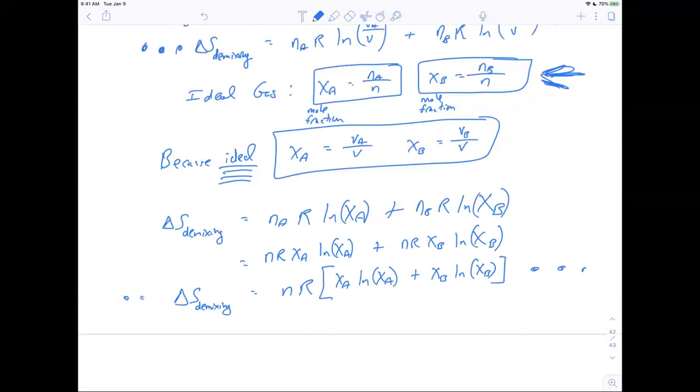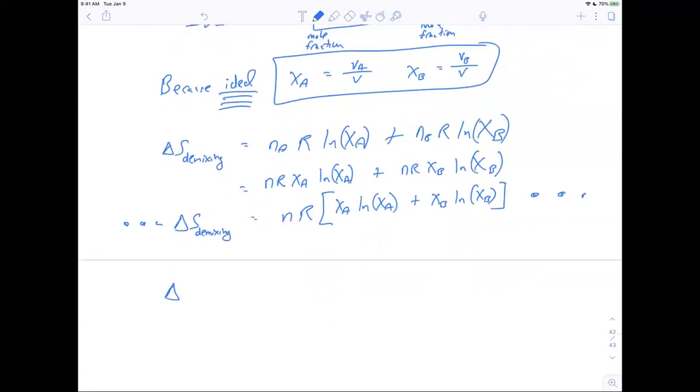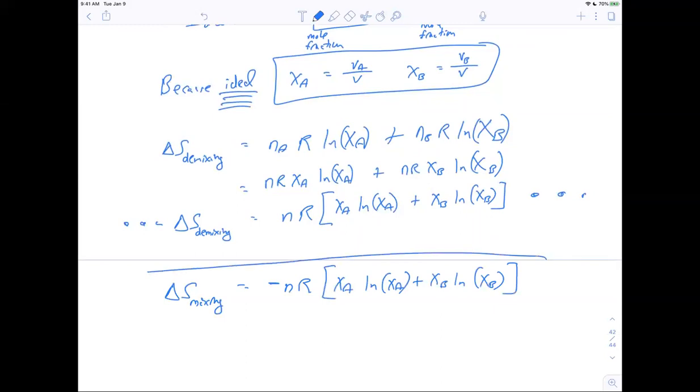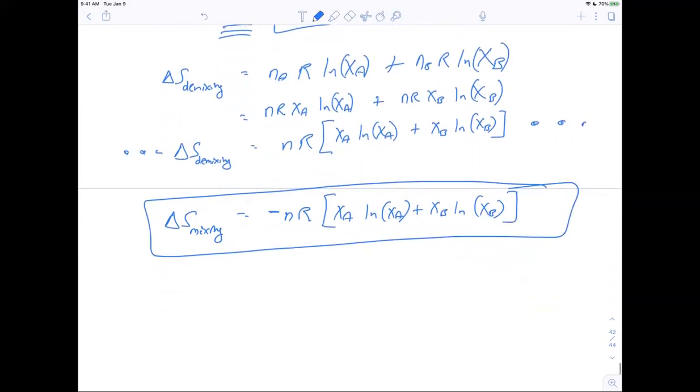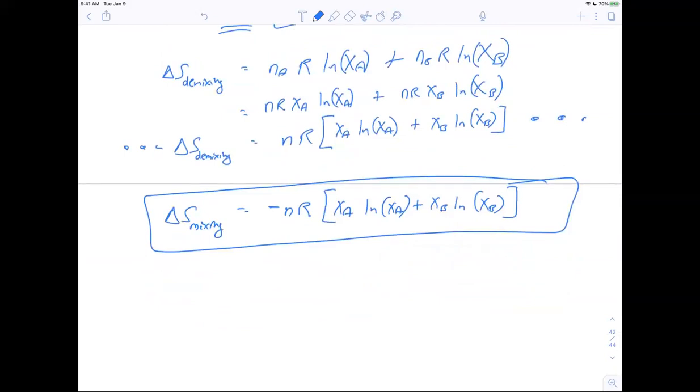And then for delta S of mixing, we just have the negative of that. So it's minus NR times XA natural log XA plus XB natural log XB. There you have it. The entropy of mixing of ideal gases turns out to be this very simple expression, which has a prefactor related to the number of moles you have of the gases, and then it's all a matter of the mole fractions.